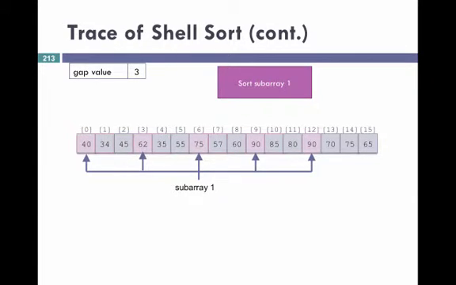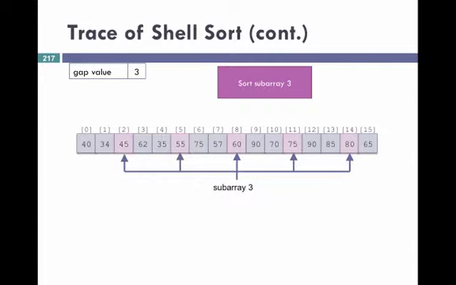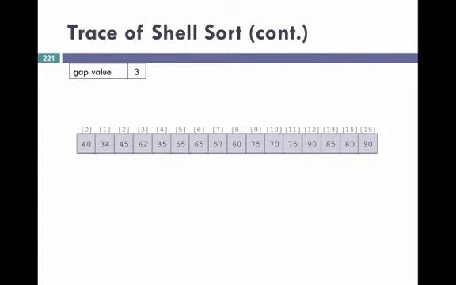Here's another case for subarray 1. It's in order. Subarray 2, we need to swap the final two values. Subarray 3, nearly sorted. Now we're back to subarray 1. We need to bring the 65 much earlier. And now all the subarrays with a gap value of 3 are sorted. Then we sort on a gap value of 1, just using the regular insertion sort.